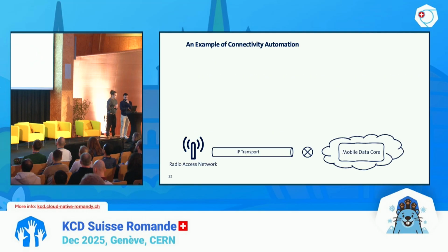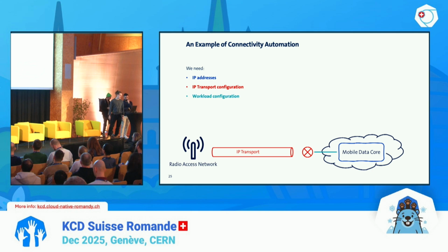All right, so what do we need to have connectivity? On the left, you can see the radio access network. On the right, you can see the mobile data core. First, we need IP addresses. So the mobile data core needs IP addresses. We then need the transport configuration. There are probably routers and switches on the way, so we need to configure them. And then we need to configure the workload. So the actual core needs to be configured.